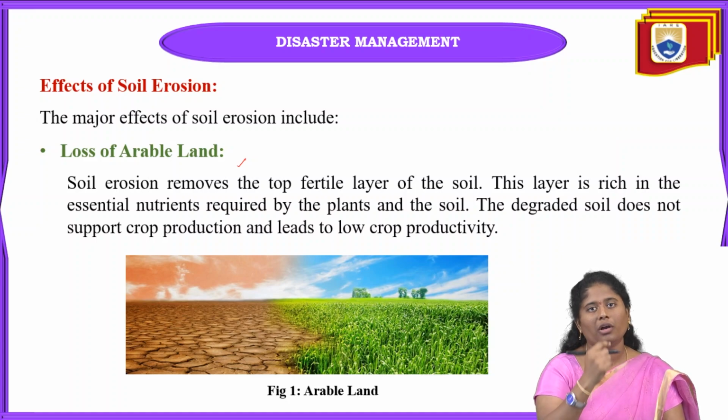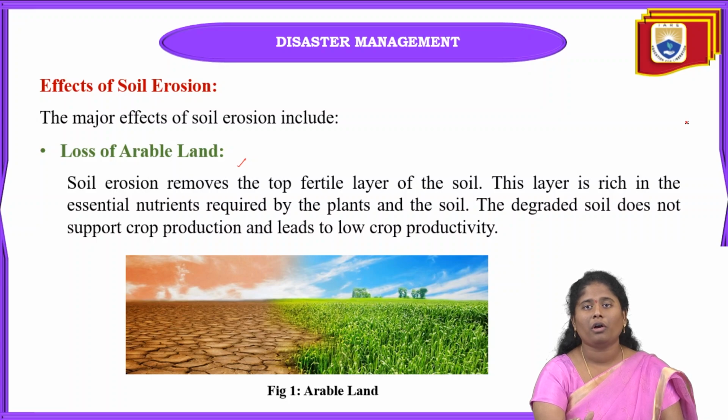So when soil erosion occurs, it removes the overall top fertile layer of the soil in the agricultural fields. This layer has so many nutritious minerals, which are very much required for the growth of plants and trees. Degraded soil does not support any type of crop production, and that leads towards low crop productivity.